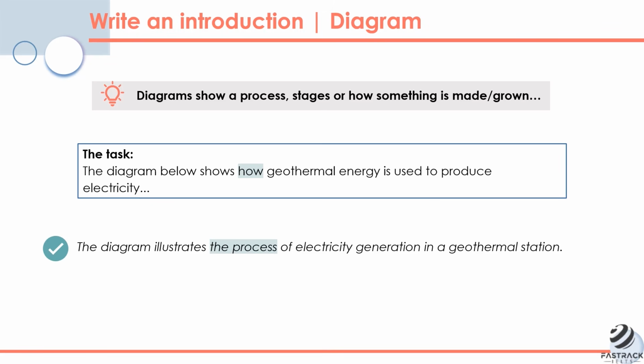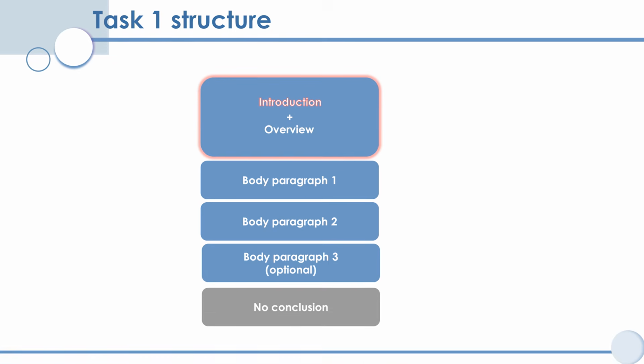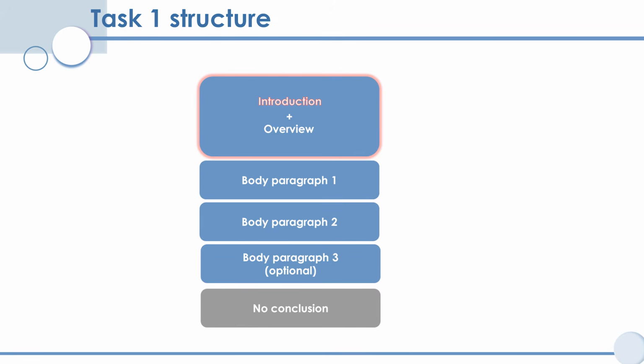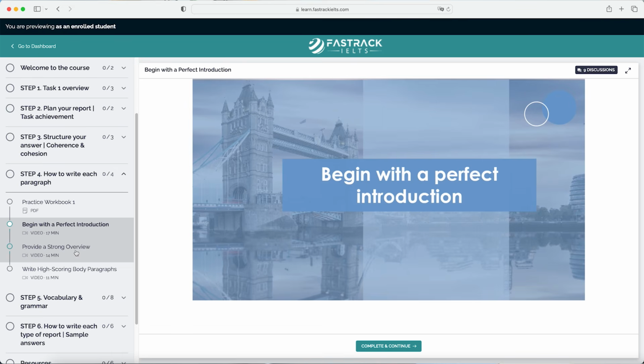I used the process. The diagram illustrates the process of electricity generation in a geothermal station. I substituted to produce electricity with electricity generation and changed geothermal energy to a geothermal station. In our context, both work. It's important to write your introduction quickly to have more time for the all-important overview and at least 2 body paragraphs. That's what you can learn in these 2 lessons.